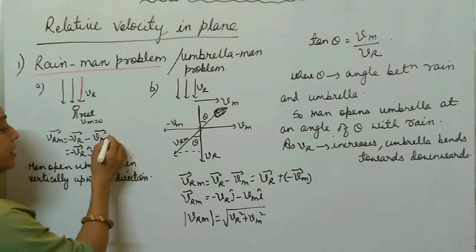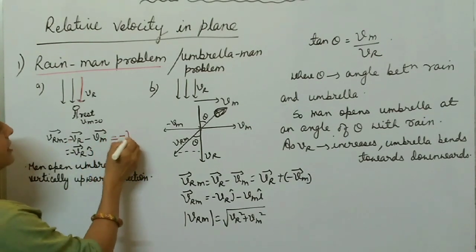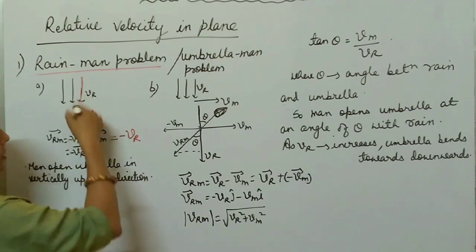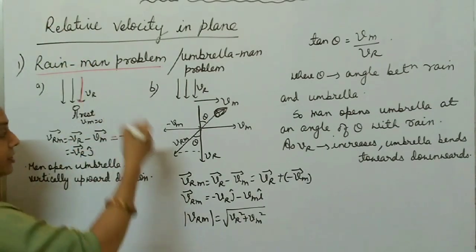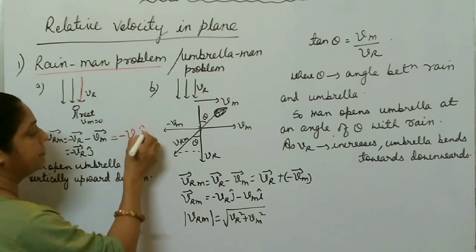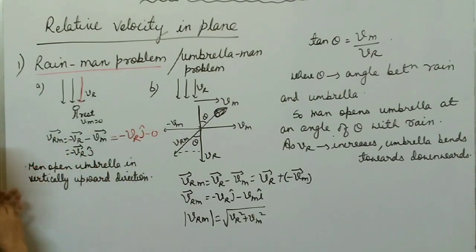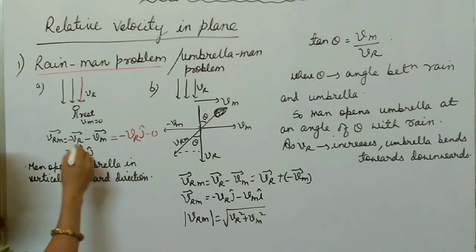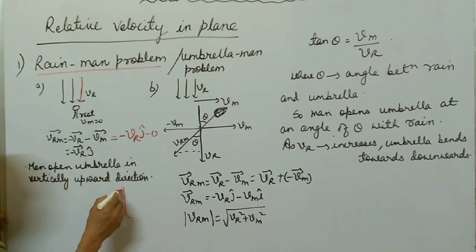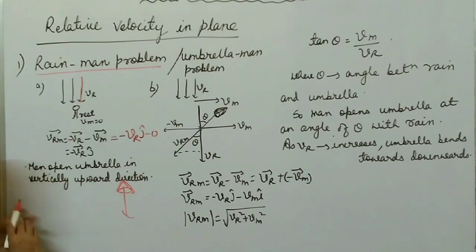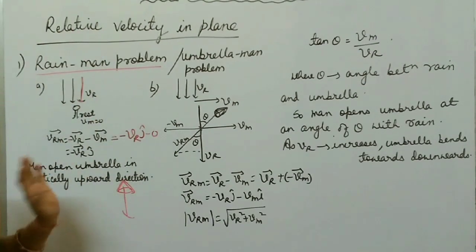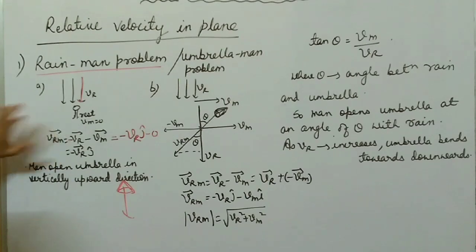Velocity of man is what? Zero. So it becomes minus VR. Direction of this rain is in negative j direction. So minus VR j minus 0, it becomes minus VR j. It means rain is falling in this downward direction, in negative y direction, and the man opens the umbrella in which direction? Positive y direction. You just open the umbrella in upward direction. This is the case when the man is at rest.